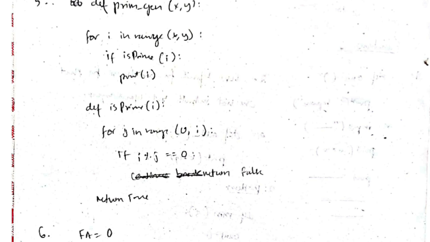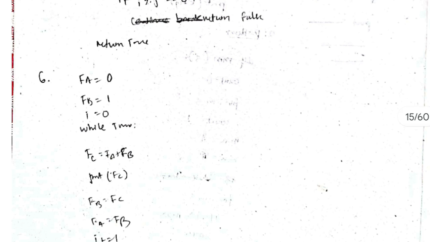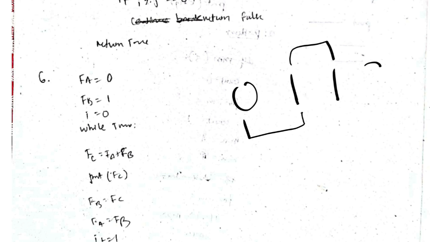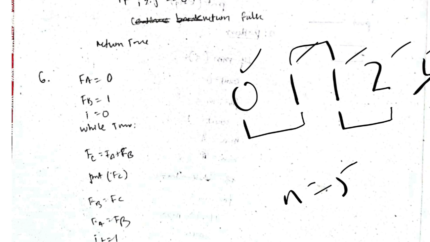Okay, let's move on to the next question, which is define a function for the Fibonacci series. In the Fibonacci series, you have two numbers here, 0, 1. The next number is 0 plus 1, which is 1. The next number is 1 plus 1, it is 2. The next number is 1 plus 2, which is 3. So the approach of our question is, if they ask n is equal to 5, you have to print the first 5 numbers.